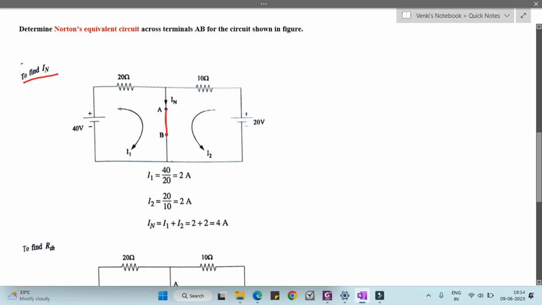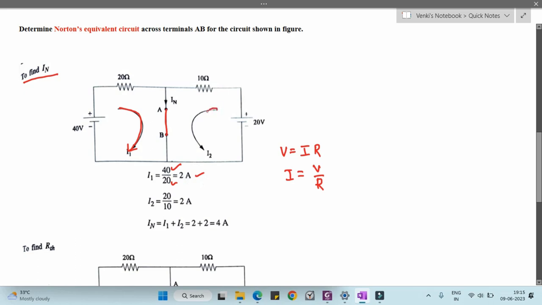So if you see this first loop, in this first loop, generally what is the Ohm's law formula? V is equal to IR. Therefore I is equal to V by R. By using this formula, we are going to calculate the I1 current. So in the first loop, what is the voltage that we are having? In the first loop, the voltage is 40 and the resistance is 20. So the answer is equal to 2 amps.